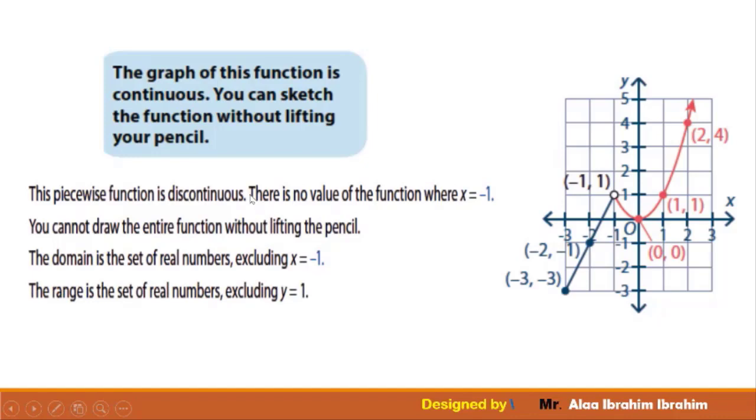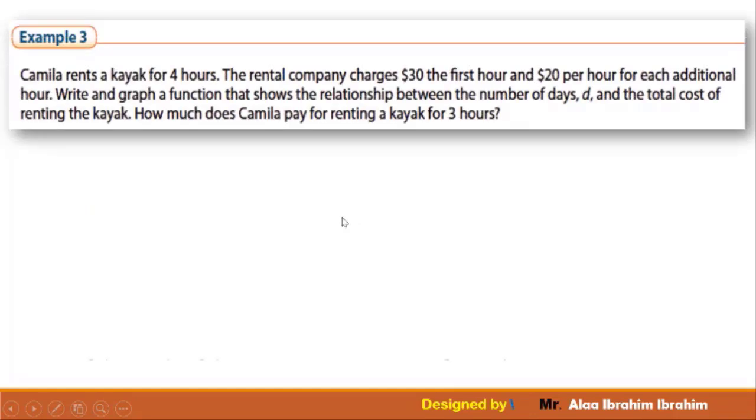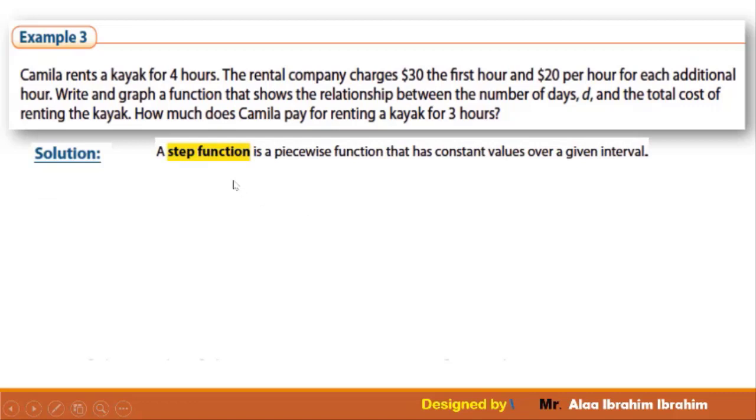Now another example. Camellia rents a kayak for 4 hours. The rental company charges $30 the first hour and $20 per hour for each additional hour. Write and graph the function. So I have to complete this for 3 hours. I have to make it like this, as a step function.